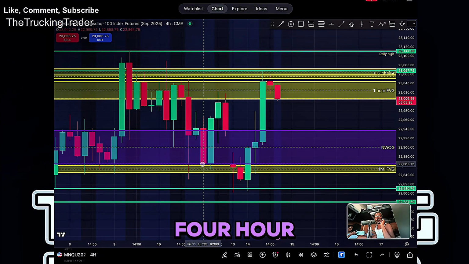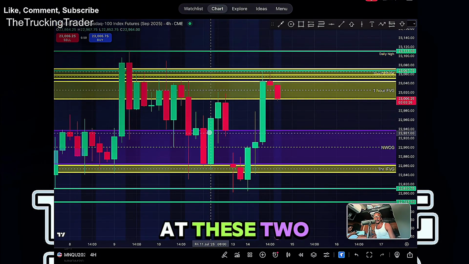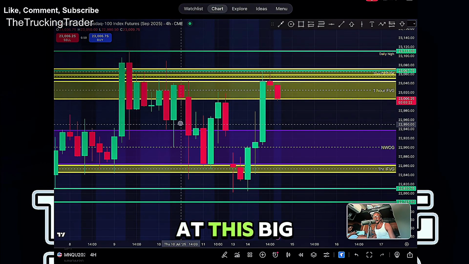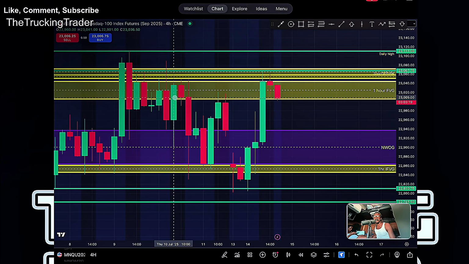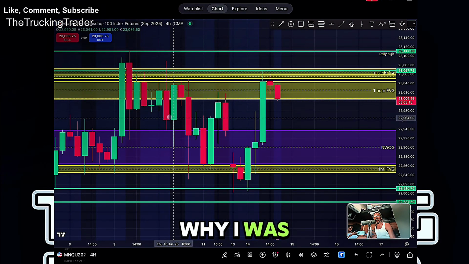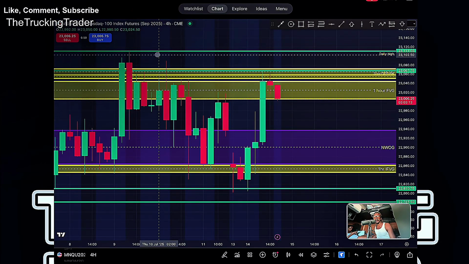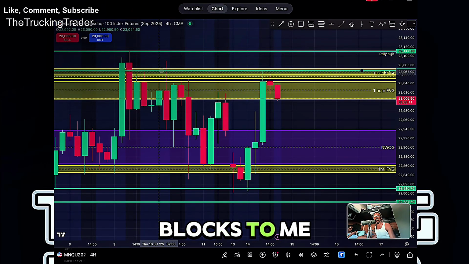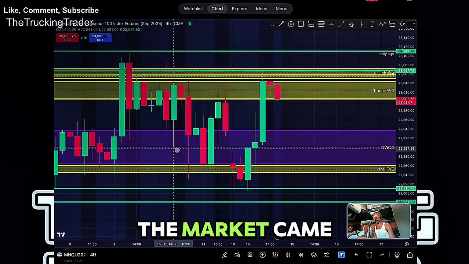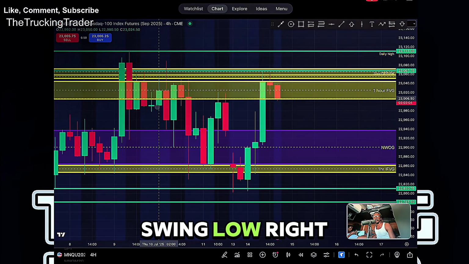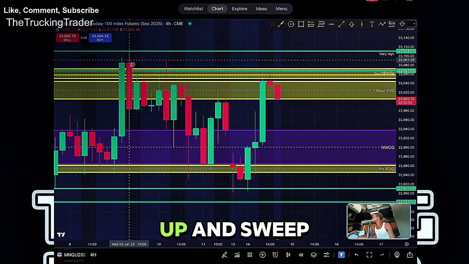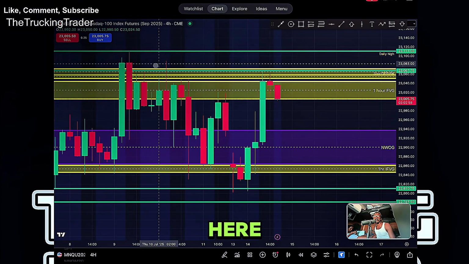So in the 4 hour, I was looking at these two order blocks right here, these two green candles. I was looking at this big green candle right here. And I was also looking at these two green candles right here. And the reason why I was looking at all of these green candles is because they look like order blocks to me, right? So the market started, we had a swing high right here. The market came down, made a swing low, right? But before that, the market tried to come back up and sweep this liquidity up here, and it wasn't able to get there, right?